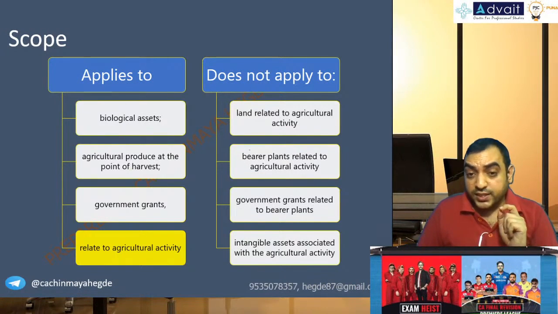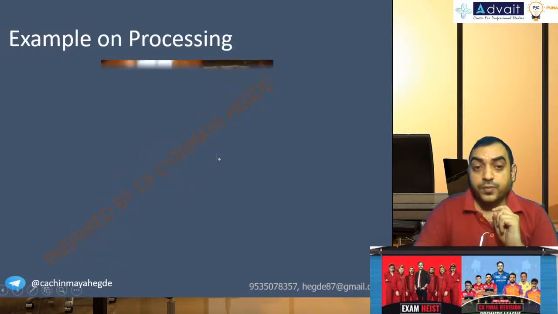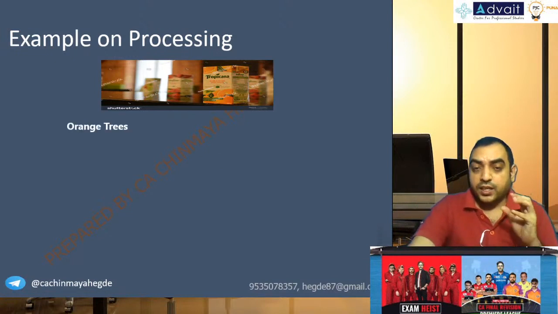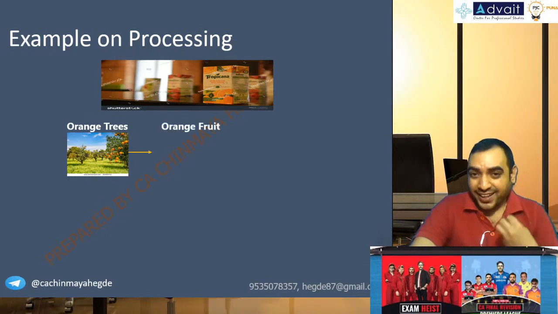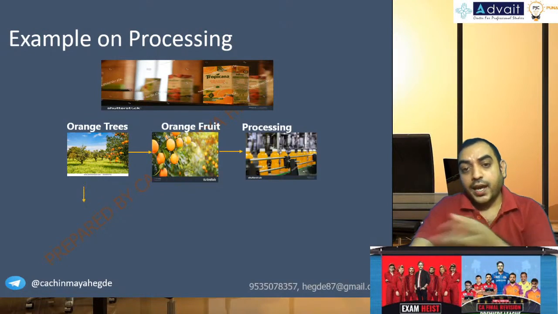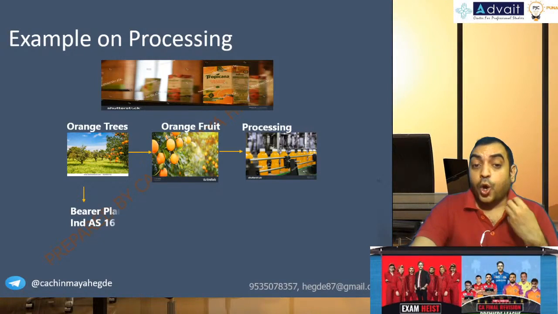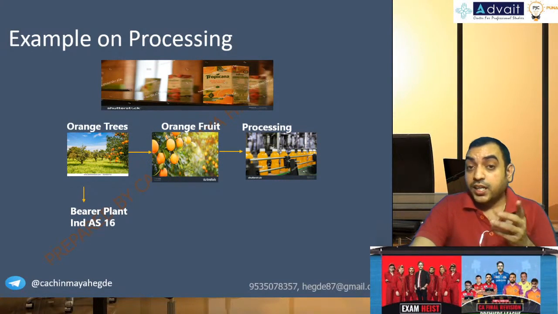What it does not apply to is bearer plants. Where are bearer plants covered? Under Ind AS 16. Just to give you a simple example on processing, take an orange juice Tetra Pak. From the orange trees, the fruits are plucked, processed, and the bottles are made. Now, the orange trees are bearer plants because they are bearers of fruits. So Ind AS 16 applies.